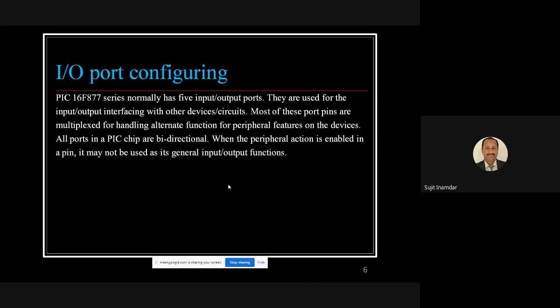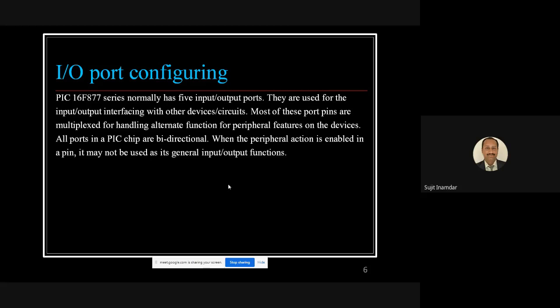The next point we are going to learn: most of these port pins are multiplexed for handling alternate functions. As we have seen in the pinout diagram, एकाच पिनला मल्टिपल फंक्शन्स अलॉट केलेली आहेत, म्हणजेच काय, they are multiplexed. So any one function will be there at a time, and that is decided by the alternate function decoder.